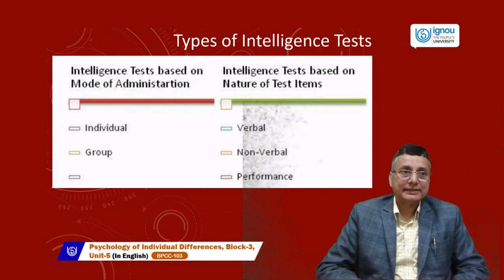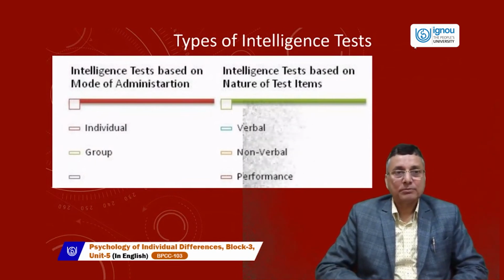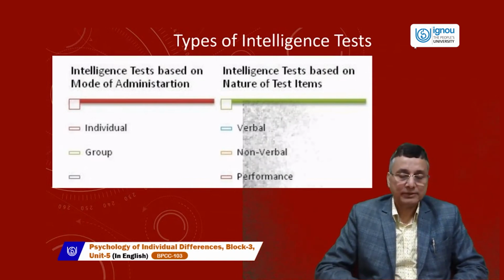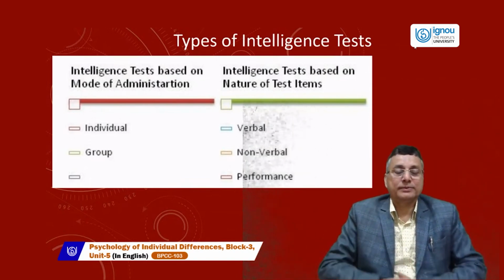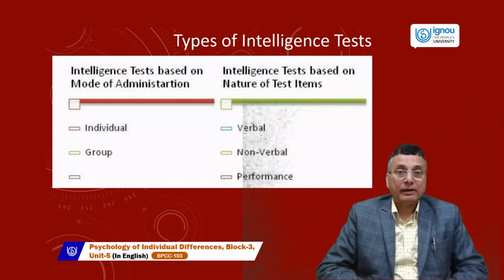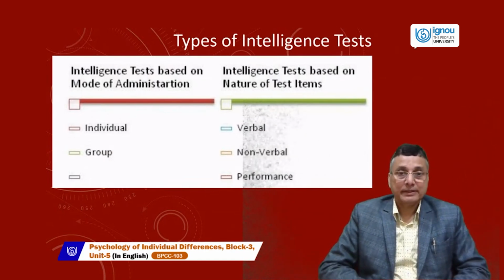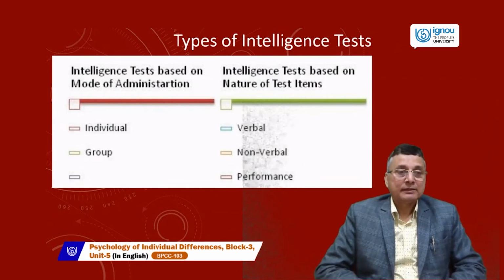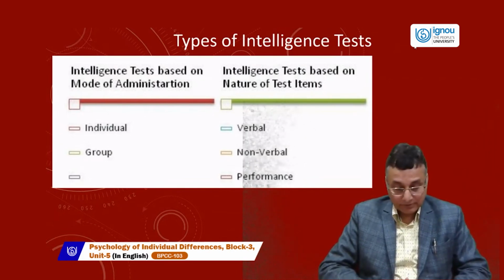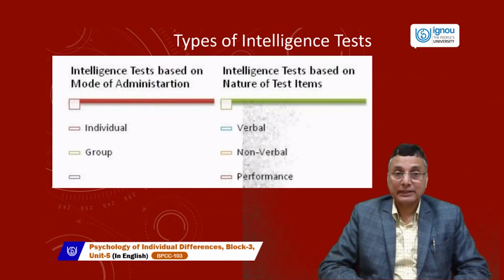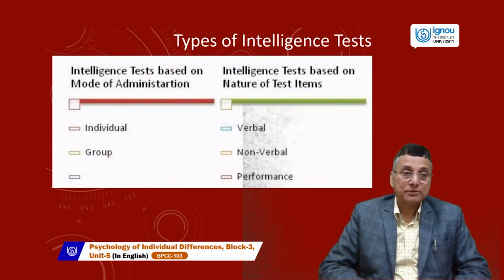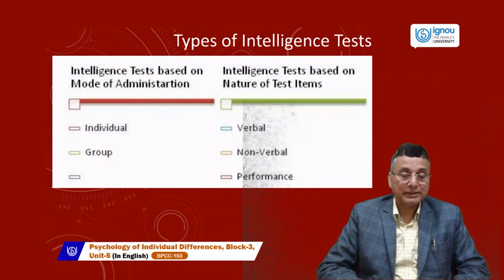So, types of intelligence tests. Based on mode of administration, tests could be individual or group, administered in a one-to-one setting or to a group of people. Based on the nature of the test items, they are verbal, non-verbal, or performance. Individual and group intelligence tests are very useful. Individual tests are used in a clinical setup, whereas group intelligence tests are used in a school setup or industrial setup.